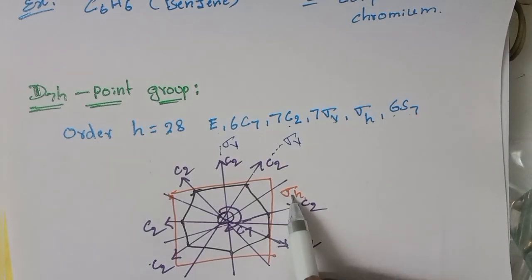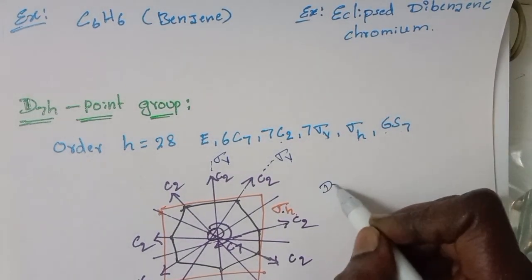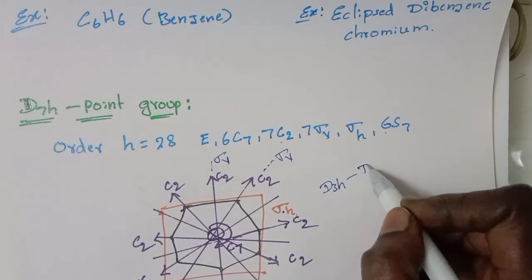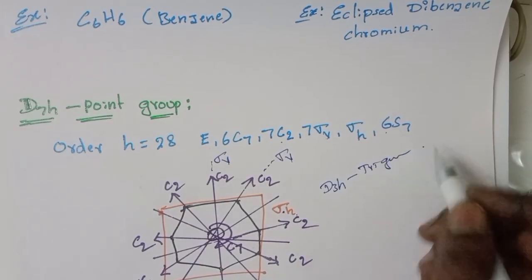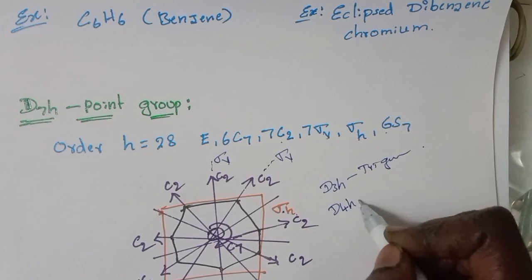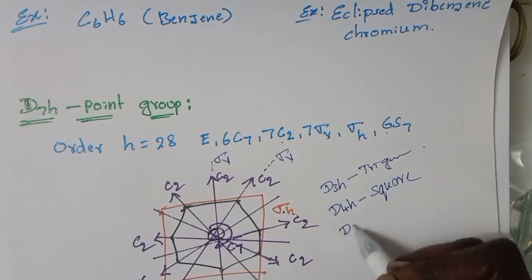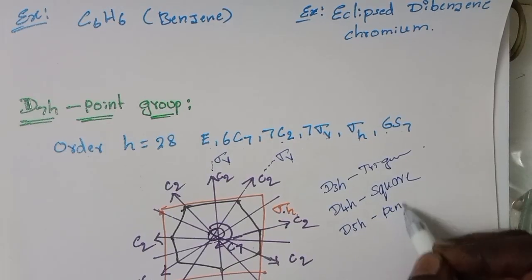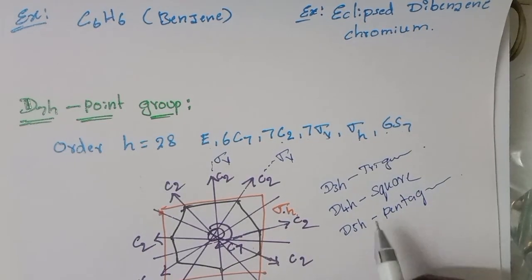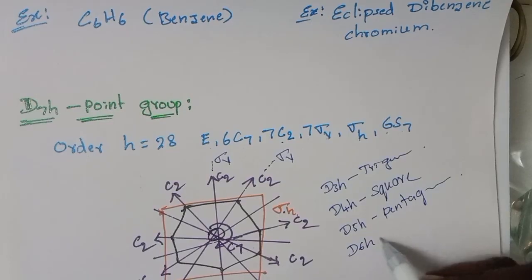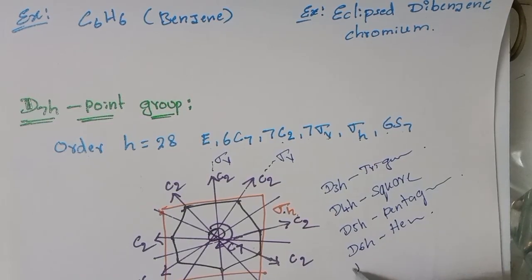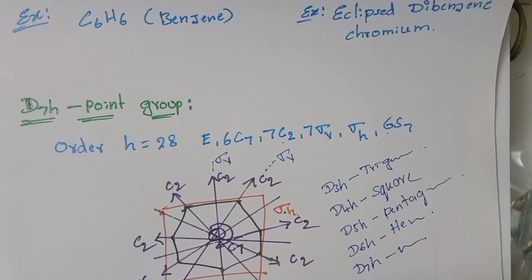Like that, in the Dnh point group, D3h has all trigonal planar molecules, right? In D4h, all square planar molecules will come under it. Right? In D5h, all pentagonal planar molecules. In D6h, hexagons. In D7h, heptagons. In D8h, octagons. So all planar molecules will come under the Dnh point group.